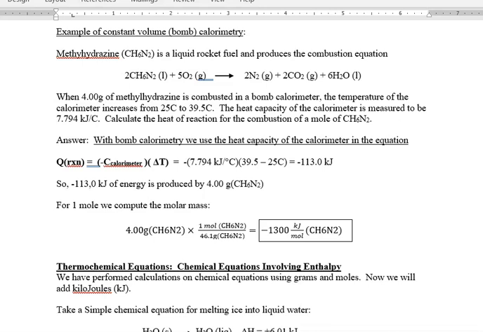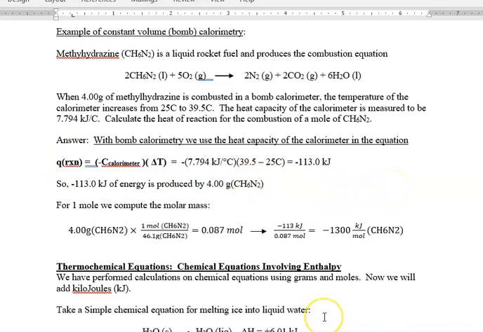So assuming that you know, it tells you that the heat capacity of the calorimeter is 7.794 and the delta T, so you don't need to know the mass of the water or the calorimeter. You don't need to know specific heat because you've already figured out the heat capacity of the calorimeter. So it's simply two numbers, 7.794, the heat capacity of the calorimeter, times the change in temperature, and that gives you the q of the reaction, the heat of the reaction, and that's negative 113 kilojoules. So 113 kilojoules was produced by 4 grams.